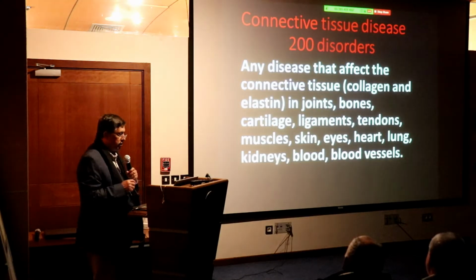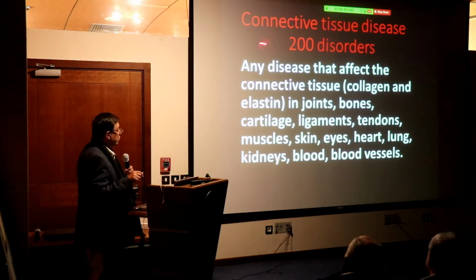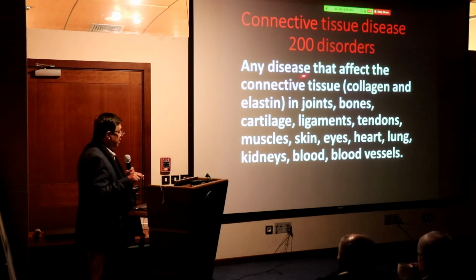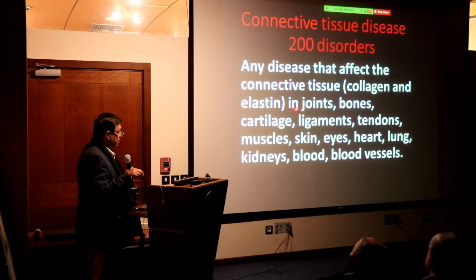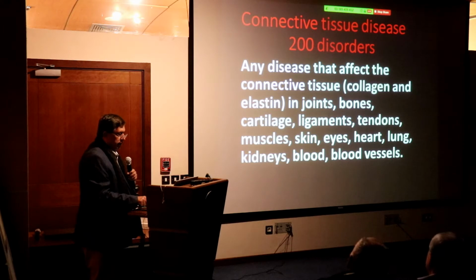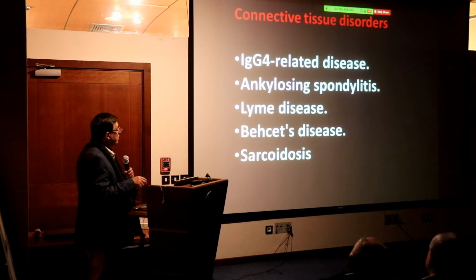Just a brief introduction: we're talking about connective tissue disease, which includes more than 200 disorders. Connective tissue disease means any disease that affects the connective tissue, obviously from the name. Here we're affecting the collagen and the elastin in any structure like joints, bones, cartilage, ligaments, tendons, muscles, skin, eyes, internal organs in general. Some examples of the connective tissue disorders: ankylosing spondylitis, Lyme disease, Behçet disease, sarcoidosis.